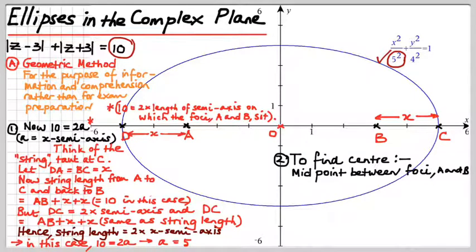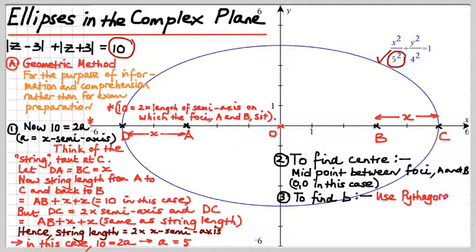You just take the midpoint between the foci, A and B, and that's 0 in this case. Now, to find b, which is the only thing we've got left to find, which looks like it has to be a 4, we're going from here to work this out. We do a bit of marvellous Pythagorean skullduggery.